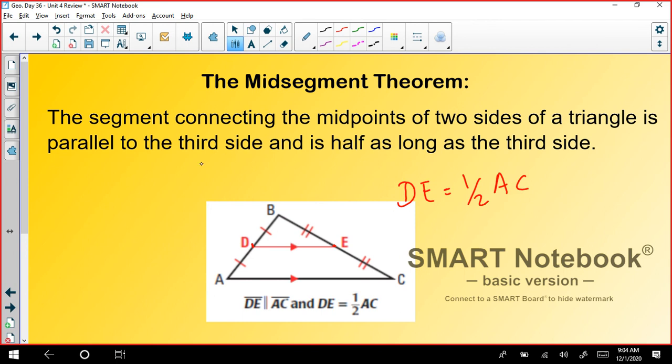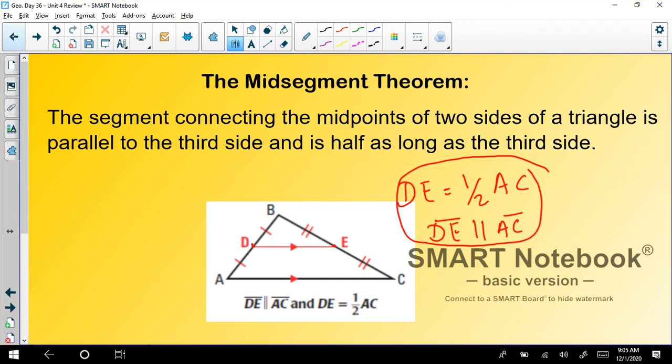Okay. And apart from that, we will also have DE parallel to AC. These are the 2 things that this particular mid segment will satisfy. One, that it will be half the length of AC and it will be parallel to AC. Okay, I hope that is clear. We'll be using this extensively to solve problems today. So the mid segment will be half the length of the opposite side which it is parallel to, and it will be parallel to that particular side.